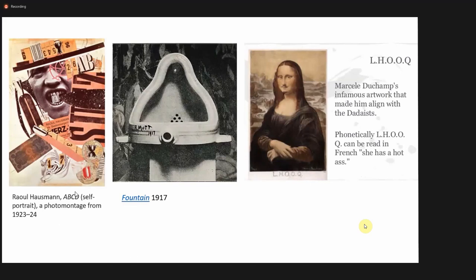And also I'll go for the... okay, look at this. Fountain. This artist, Marcel Duchamp, he just put an upside down urinal pot and called it Fountain. That's their art.